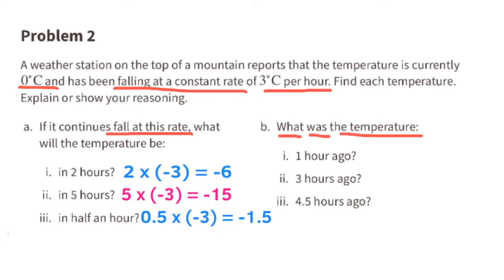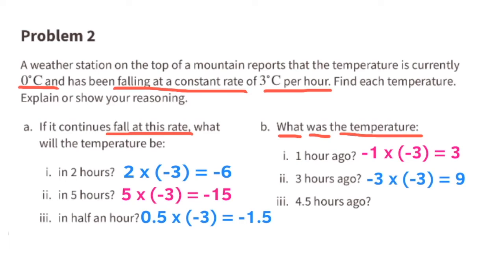B. What was the temperature 1 hour ago? 1 hour ago can be represented as negative 1. So we can write negative 1 times negative 3. That equals positive 3. So an hour ago, the temperature would be 3 degrees Celsius. What was the temperature 3 hours ago? 3 hours ago is negative 3 times negative 3 degrees for each hour, and that equals positive 9. 3 hours ago, the temperature was 9 degrees Celsius.